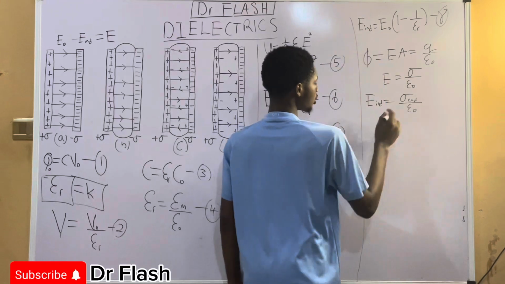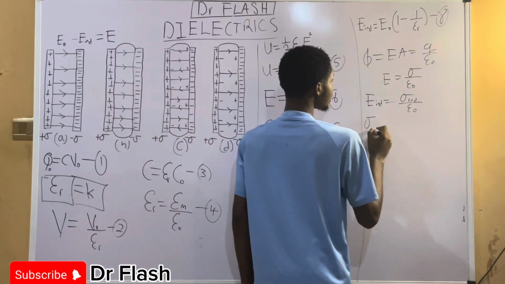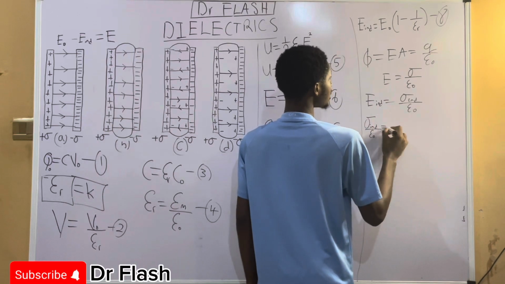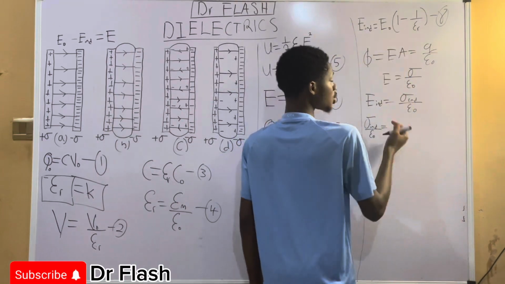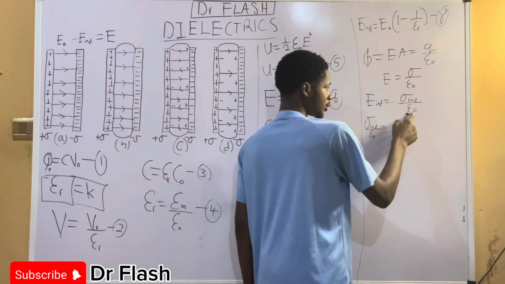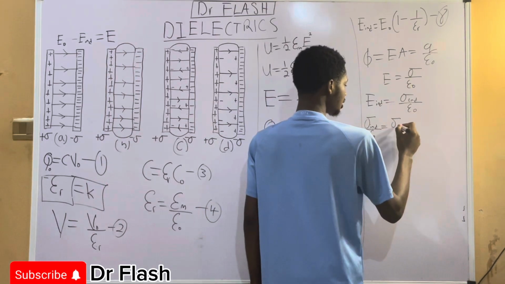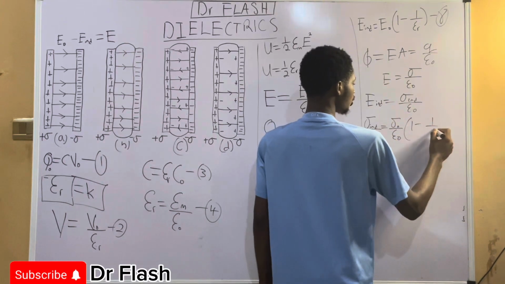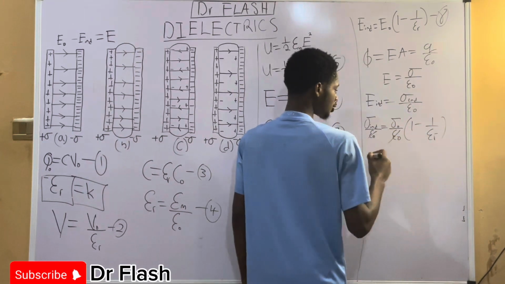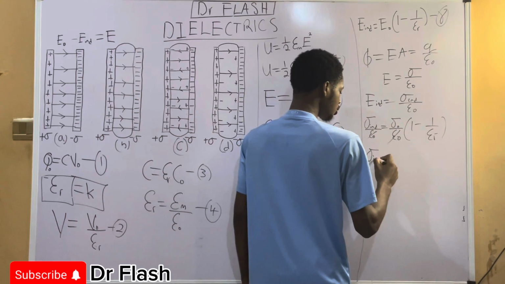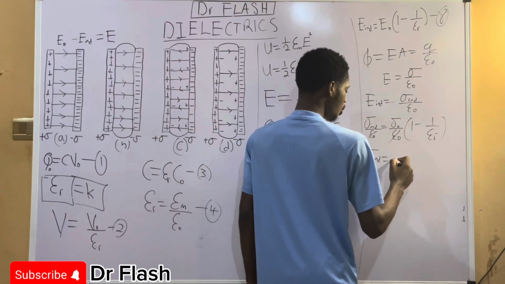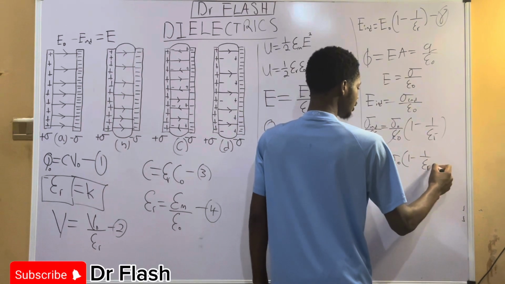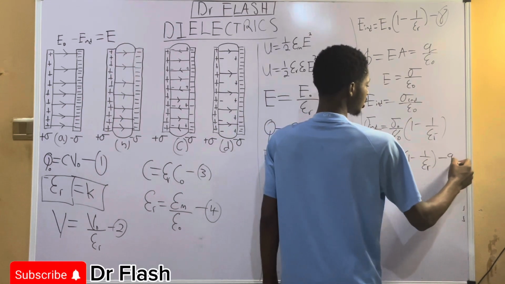So for induced, we're going to get the induced charge density divided by permittivity of free space is going to equal the initial charge density divided by permittivity of free space in brackets 1 minus 1 over epsilon R. These two cancel out, so the induced charge density is going to equal the initial charge density in brackets 1 minus 1 over relative permittivity. Let's call this equation 9.